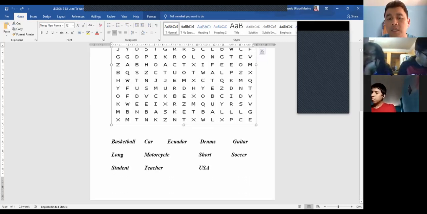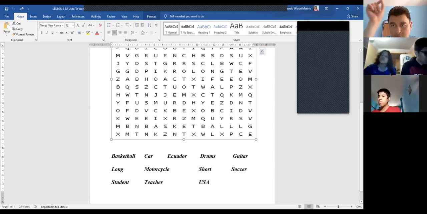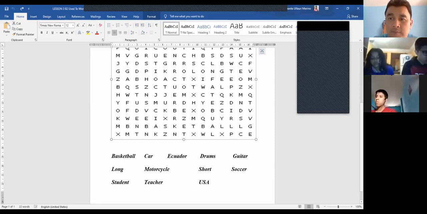Okay. Remember that the words, las palabras pueden estar horizontales, verticales o para atrás. Okay, just keep that in mind. Recuerden eso.